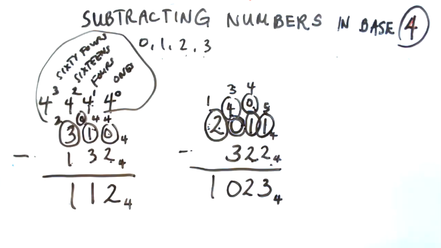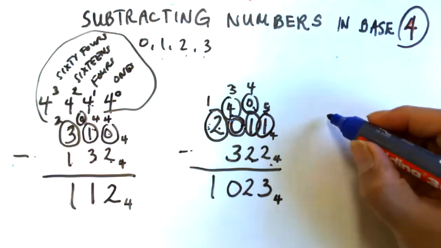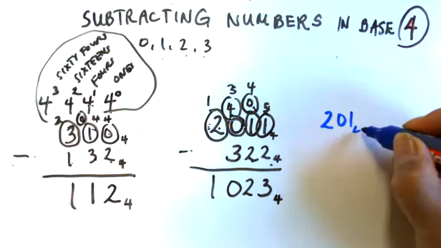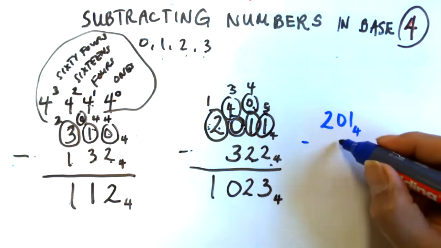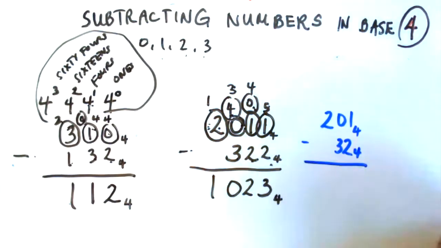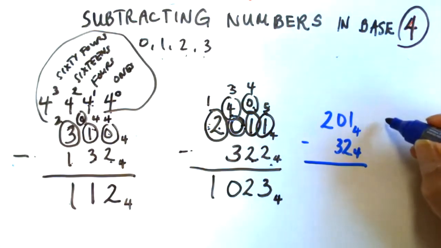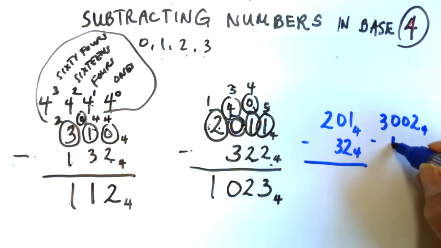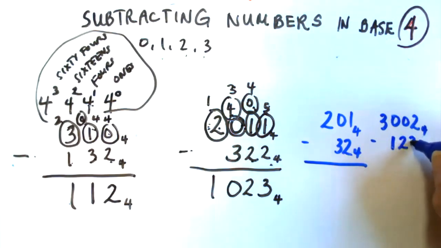So homework would be 201 in base 4 less 32 in base 4. The other one would be 3002 in base 4 less 123 in base 4.